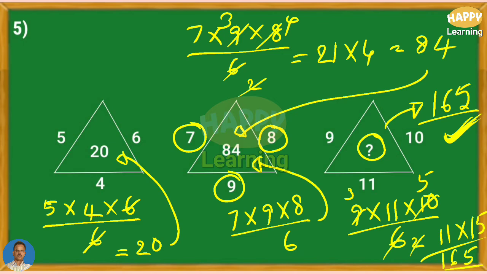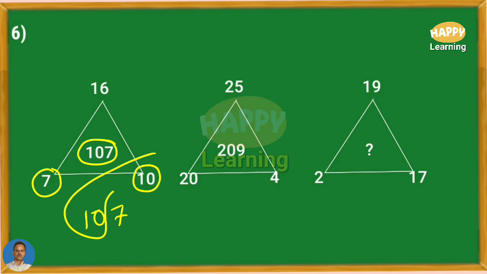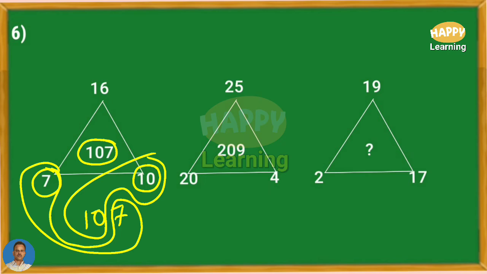Right. Let us move to the next problem. So this is the problem. Once again, here one unknown value is there. Its value is to be determined. So see here, 107. This is 10 and 7. So 10 first, 7 next. So 10 comma 7, or 10 then 7.